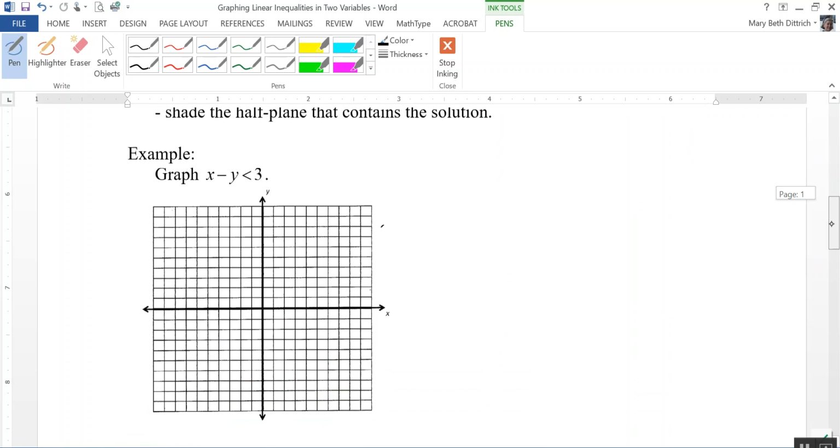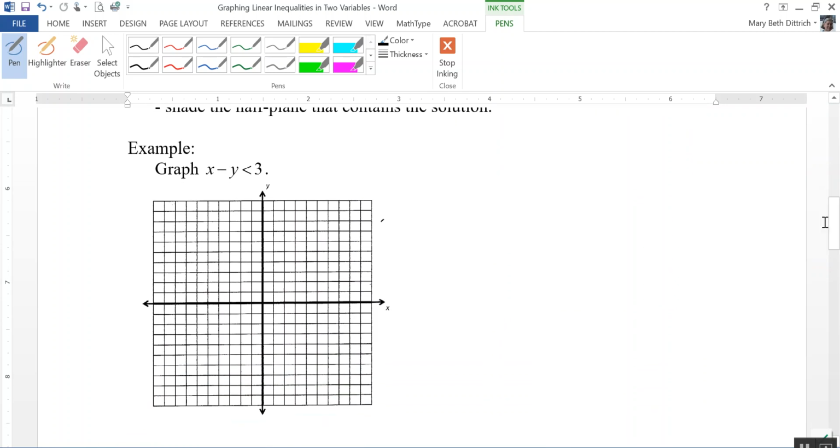So let's graph the inequality x minus y is less than 3. In order to do this, I'm going to make it look more like slope-intercept form. So I'm going to subtract x on each side. So that gives me negative y is less than negative x plus 3. And I'm going to multiply the whole thing by a negative 1, so I get a positive y here. And remember that when you multiply or divide an inequality by a negative number, you flip the sign. So that's going to give me y is greater than x minus 3.